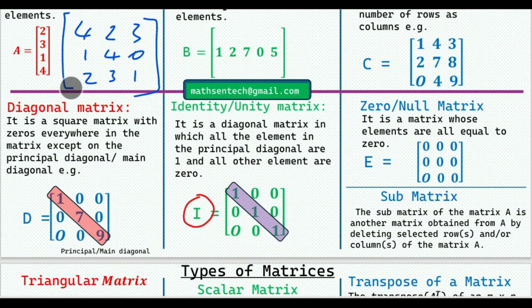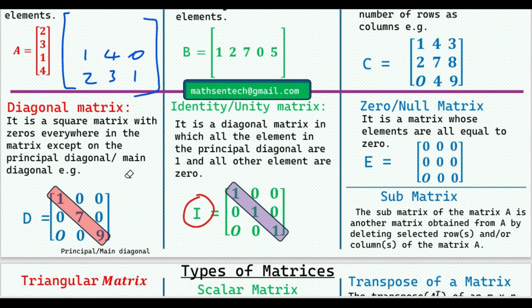So if you want to form a sub-matrix of this matrix, you just need to delete one column or two of them, or a row. You either delete a column or you delete a row, and that will give you a sub-matrix of the original matrix. So a good example, let's delete the first row in that matrix. If we delete 4, 2, and 3, we are going to remain with 1, 4, 0, 2, 3, 1. So this is now a sub-matrix of the original matrix.